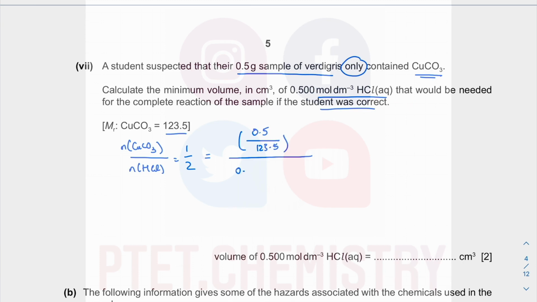The acid used was 0.500 mole per dm cube. Let the volume of the HCl be x cm cube. So they want the minimum volume in cm cube, so let that be x cm cube. So x cm cube, you've got to convert it to dm cube by dividing by 1000. So this is the actual mole that reacts. This is from the mole ratio that reacts in the balanced equation.